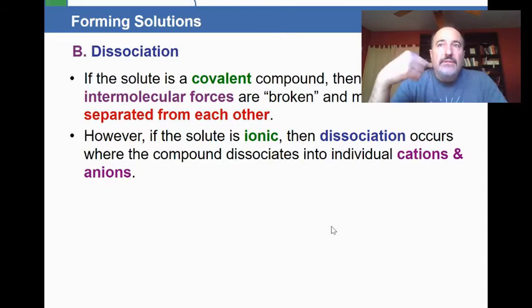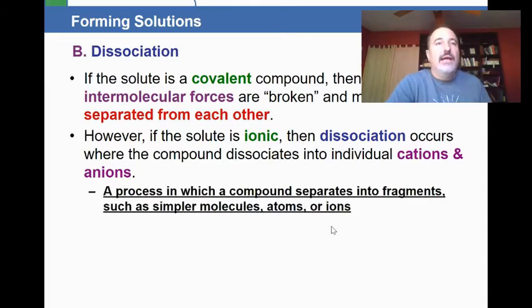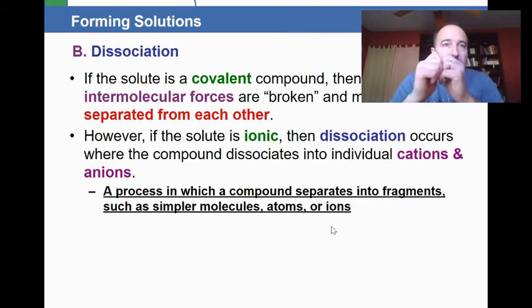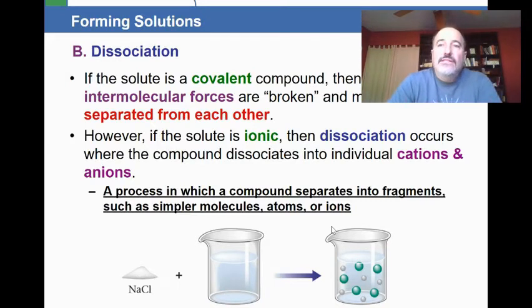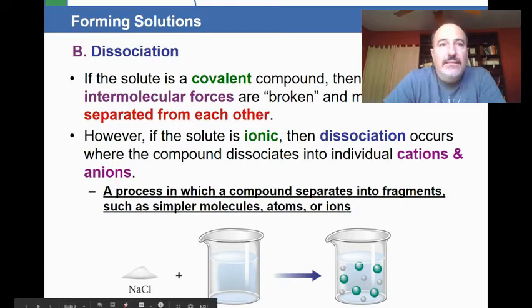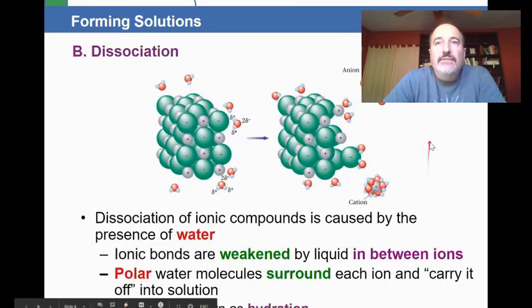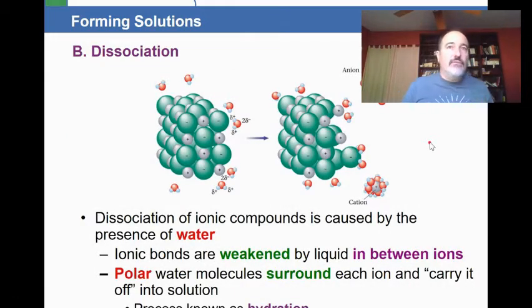where the compound dissolves into individual cations and anions. This is a process where a compound separates into fragments, such as simpler molecules, atoms, or ions. For example, salt dissolving in water gives you individual salt ions in the form of sodium cations and chloride anions. Now, the process of dissociation is caused by the presence of water.